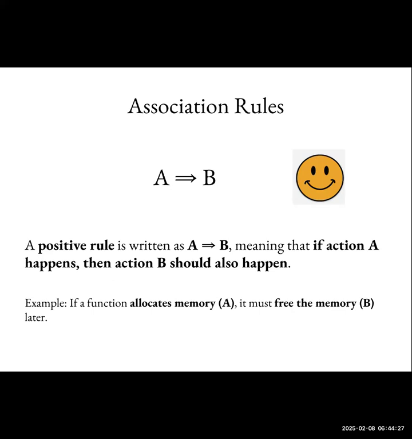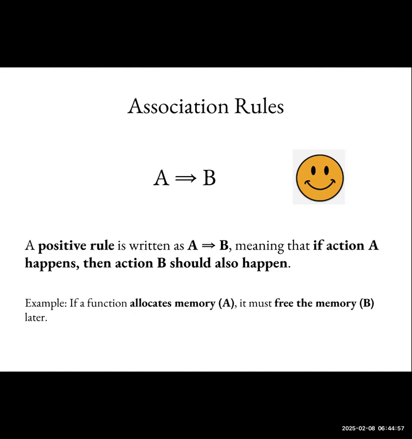Most previous research on using code mining to detect bugs focuses on positive association rules. A positive rule is written as A double arrow B, which means that if an action A happens, then an action B should also happen. For example, if a function allocates memory through a process A, then it should free the memory through a process B later. These should be occurring one after the other.